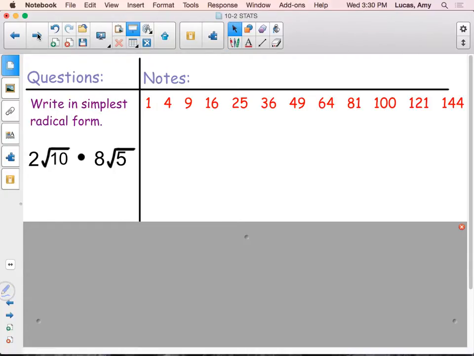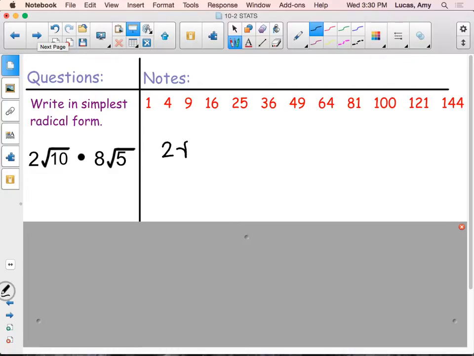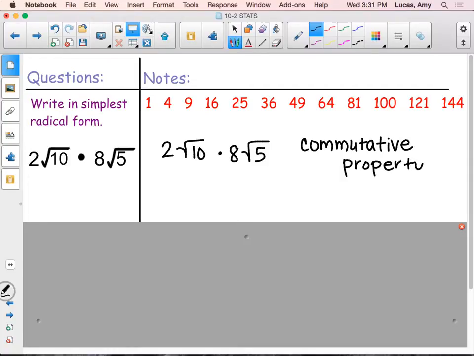Our next example, you notice that we have some numbers in front of each square root. So on this example, I want to remind you of a property that we've learned earlier in the year called the commutative property. The commutative property says that you can change the order of what you are multiplying. So what I'm going to do is I am going to change the order like this. 2 times 8 is 16, and then underneath the square roots, 10 times 5 is 50.